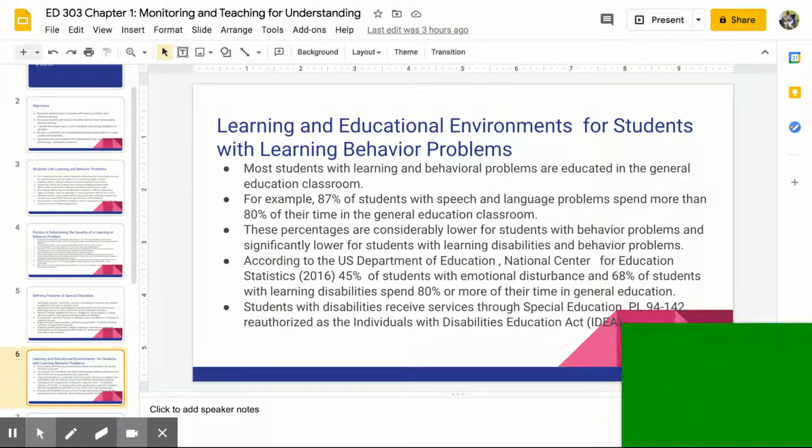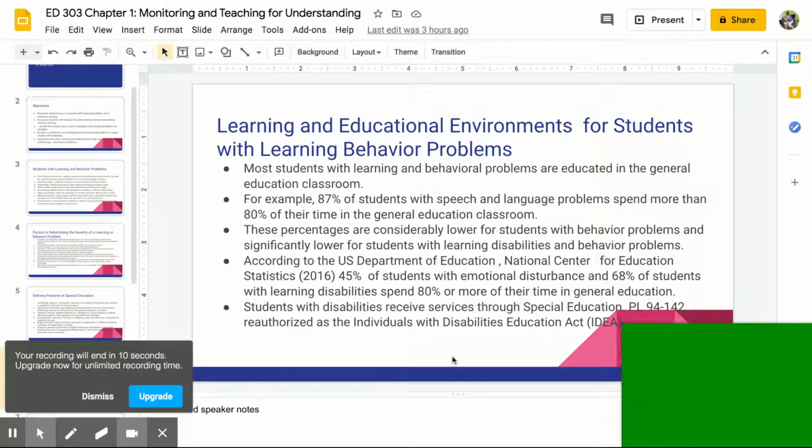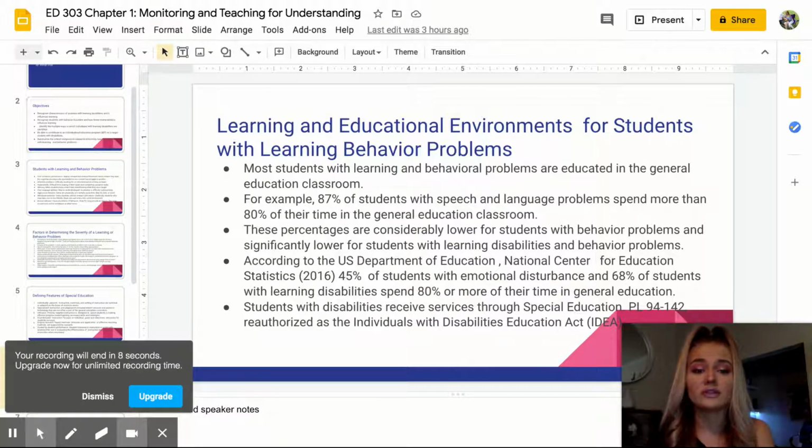behavior problems. According to the U.S. Department of Education National Center for Education Statistics, 45% of students with emotional disturbance and 68% students with learning disabilities. Students with disabilities receive services through special education, which is also reauthorized as the Individuals with Disabilities Education Act, which is also known as IDEA.